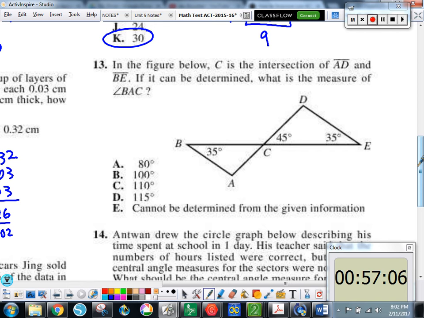The figure below, C is the intersection of AD and DE. You learned this last year. If it can be determined, what is the measure of angle BAC? BAC is this one right here. So you need to know this one first. These two are vertical, so this is 45. Add these together, you get 80. In a triangle, they all have to add up to be 180, so angle A must be 100.